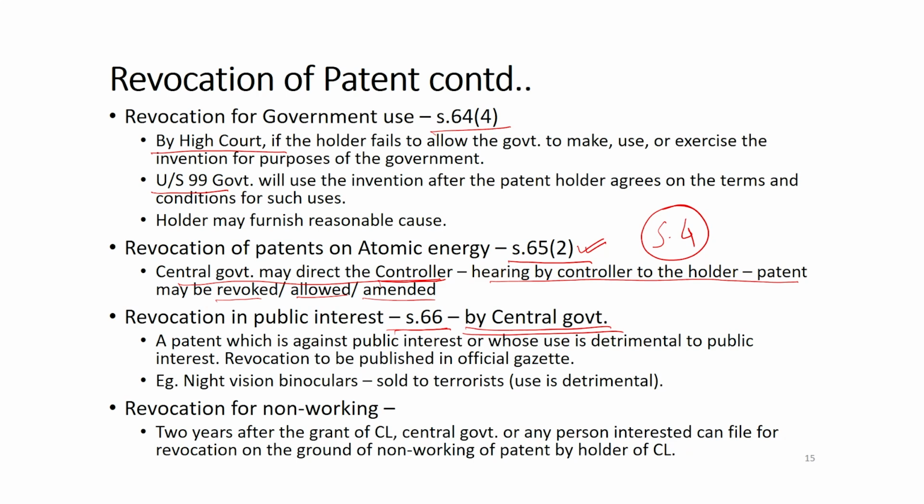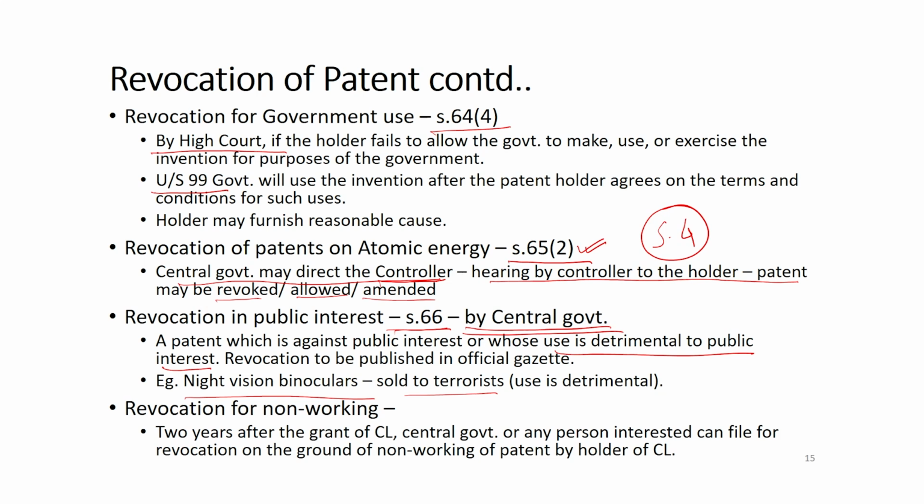What I mean by this part, use is detrimental to public interest. There may be some invention which is against public interest. There may be some patent, the use of which may be against public interest. For example, if somebody has invented night vision binoculars and he is selling them to terrorists, the invention essentially is not against public interest. Its use is detrimental to public interest. In this situation, the patent may be revoked by the central government.